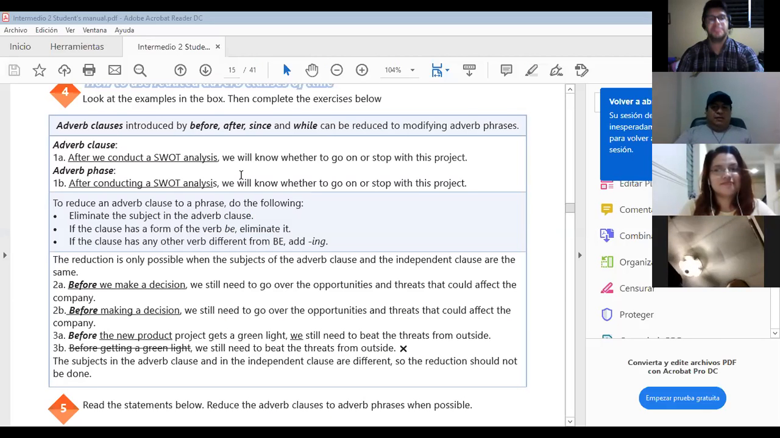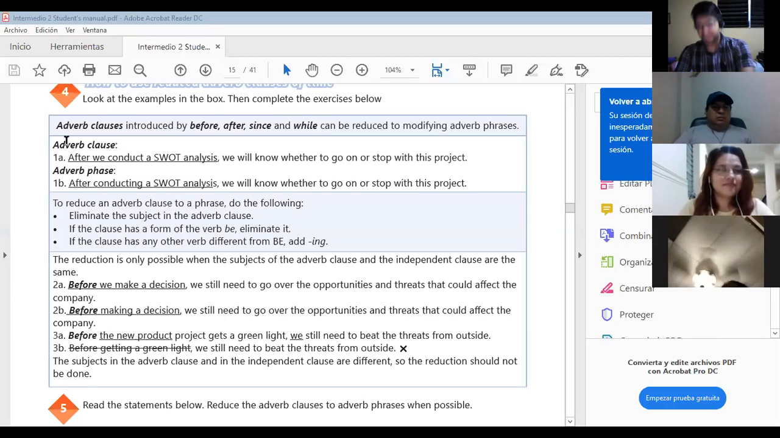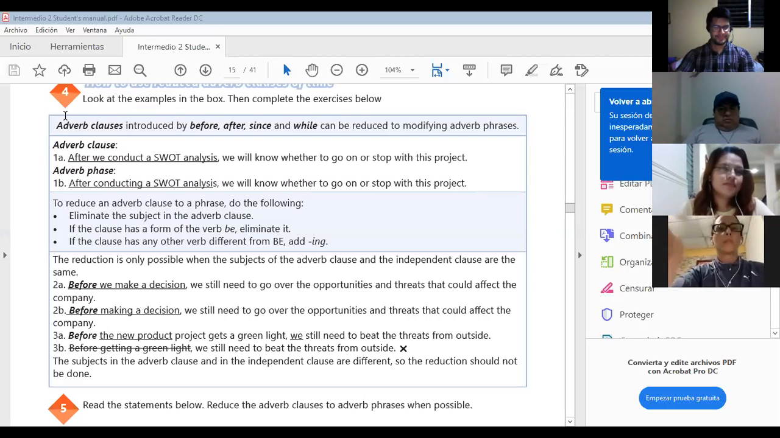So, Sam, can you read it, please? Look at the example in the box. Then complete the exercise below. All right, good. Adverb clause introduced by before, after, since, and while can be reduced to modifying adverb phrase. Okay, great. So first, the first adverb clause, phrase. All right. Thank you. Aleida, can you read that, please?